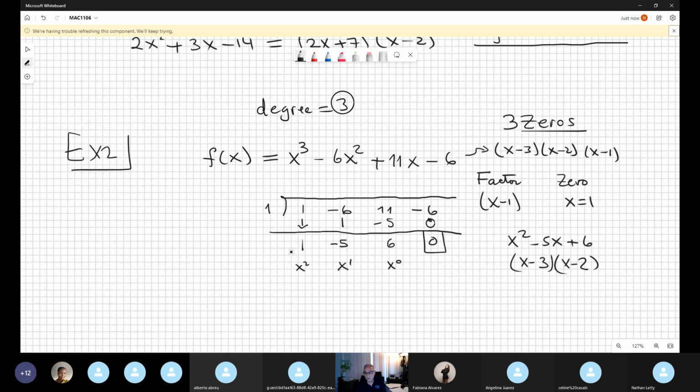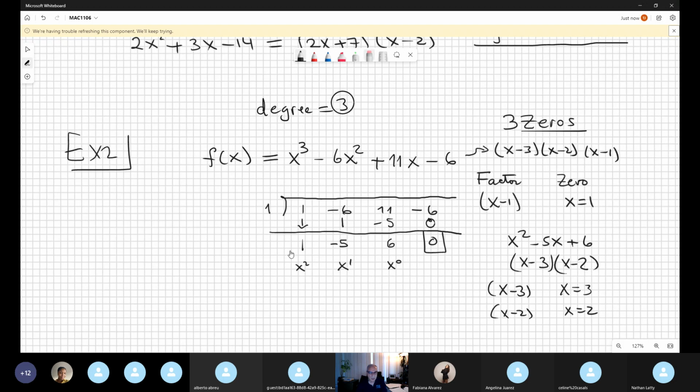So the zeros: suppose the factor is x minus 3, the 0 is positive 3, the 0 is x equals 3. Another factor, sorry, is x minus 2, and the 0 is 2. I created this example to make it funny. 1, 2, 3 is the factor. Suppose you don't see that part very well.